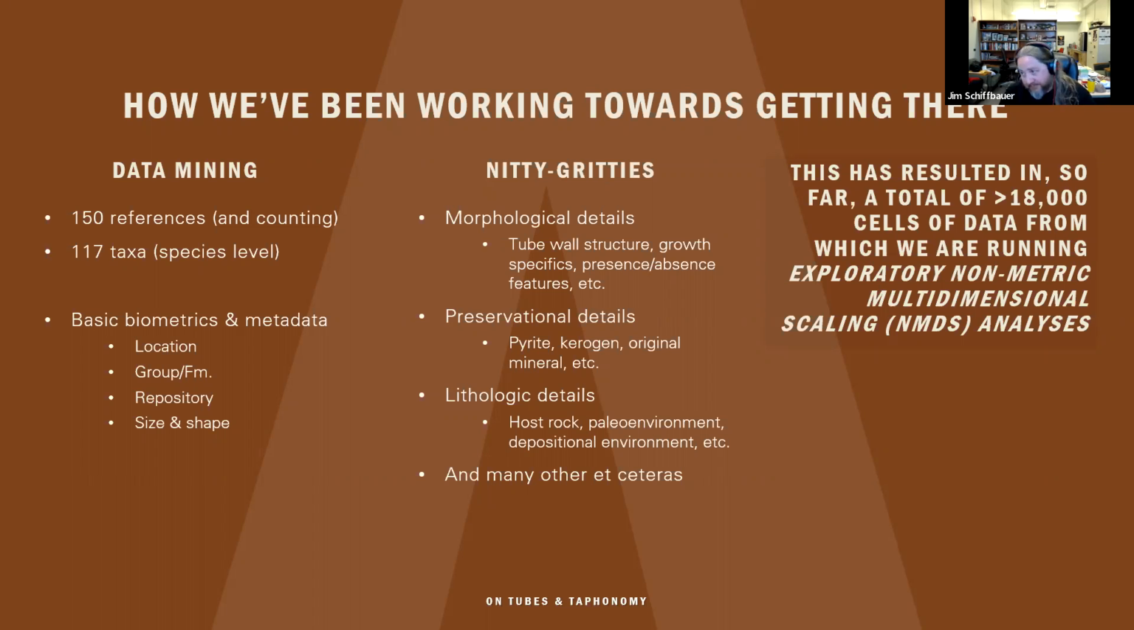And we've been data mining. That's exactly what we're doing. We have, at this point, over 150 references and 117 different taxa that we've described, and we're describing every single bit of information that we can from these, from basic morphological details to preservational or taphonomic details to lithologic details, how they're preserved, where they're preserved, and all of the metadata that goes along with this. And so far we're closing in on 20,000 cells of data. And we're hopefully going to have something soon to show everybody.